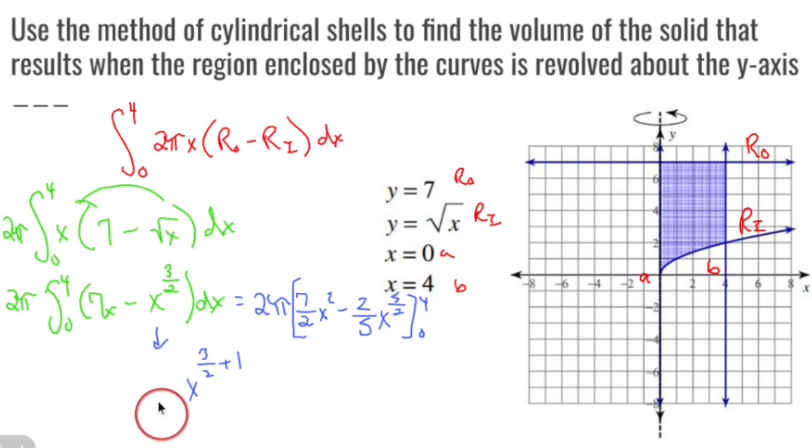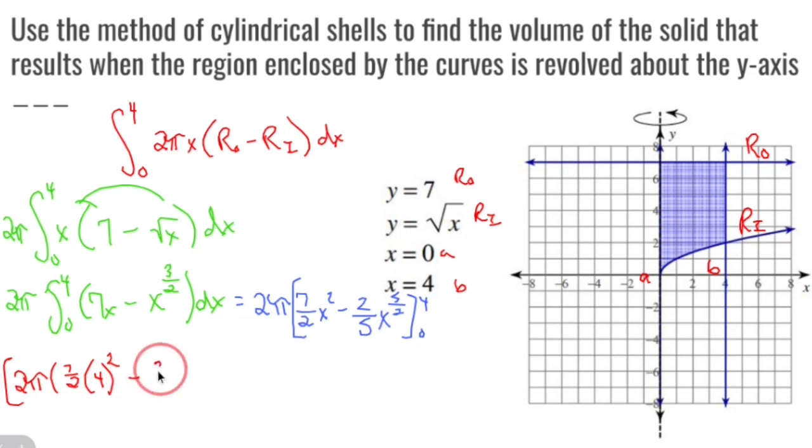But I have what I need to start using the fundamental theorem of calculus, so I'm going to do just that. I'm going to write this out, plug in 4 for every x, so 2 pi, 7/2 times 4 squared minus 2/5 times 4 to the 3/2, close it. Just making sure I didn't miss anything. Minus that guy, plug in 0.